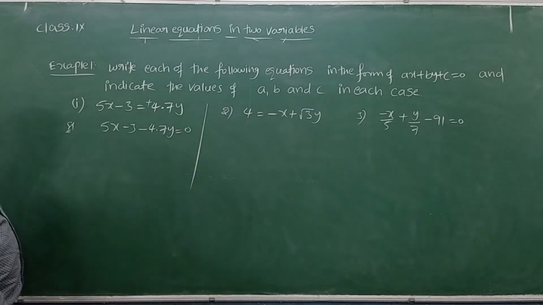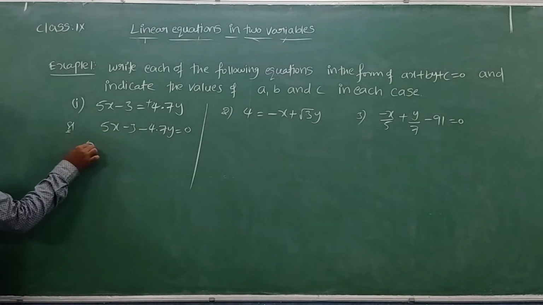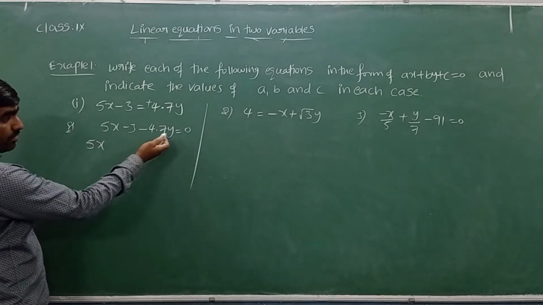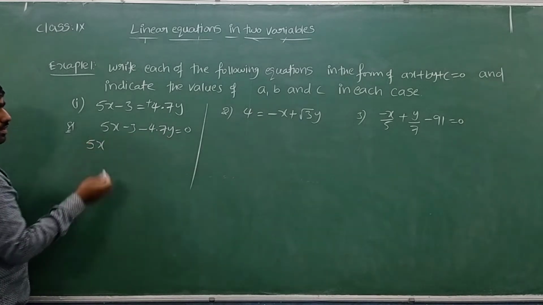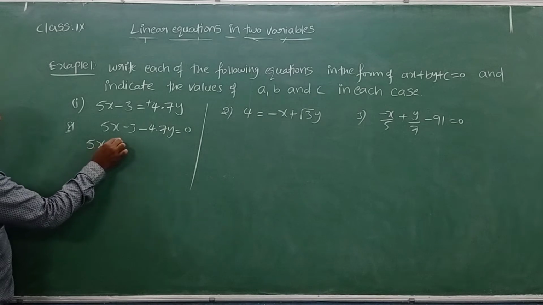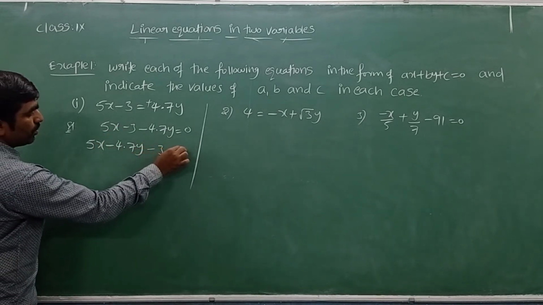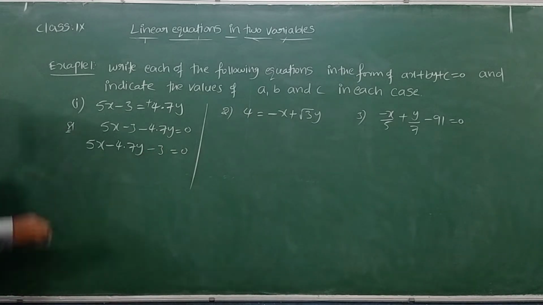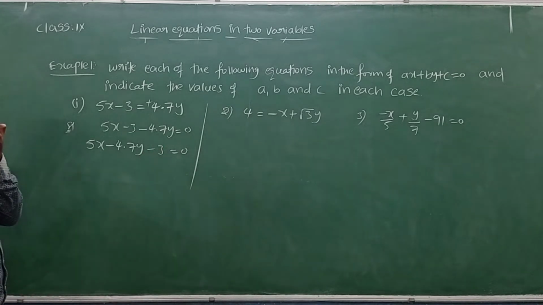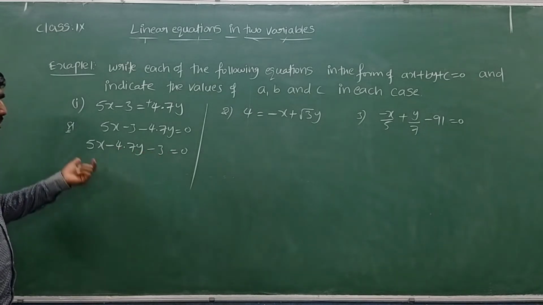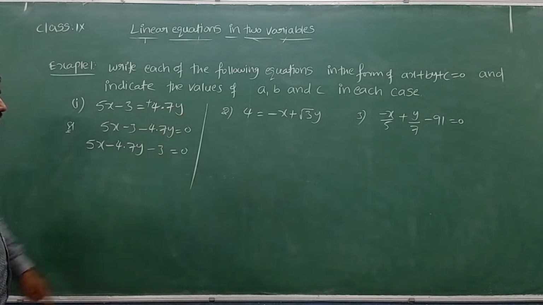Now we have to write the x term, y term, then the constant. First let me write the x term, then the y term. No change in symbol, the reason is it is already on the left hand side. Minus 4.7y, then the constant. Minus 3 is equal to 0. Yes, it is the standard form of a linear equation in two variables. I can see x term, y term, then constant.